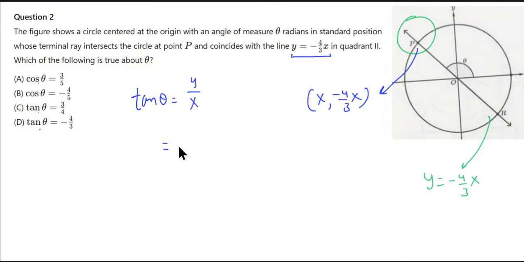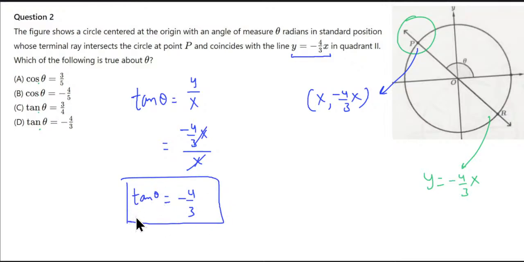What is the y coordinate? It is negative 4 over 3 x. And what is the x coordinate? It is x over here. x and x is gone, so we are just left with negative 4 over 3. So that should be the tan theta. Is that in the options? Yes, indeed. So that is option D. We don't even have to talk about cosine. So yeah, that is option D.